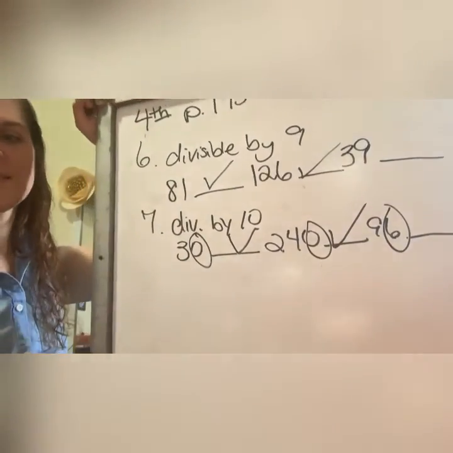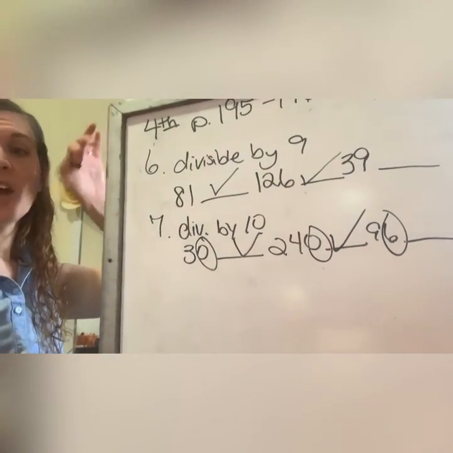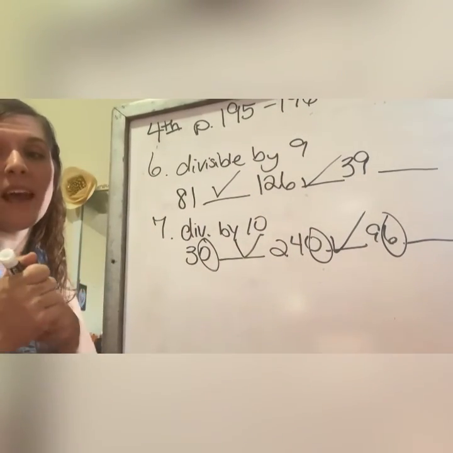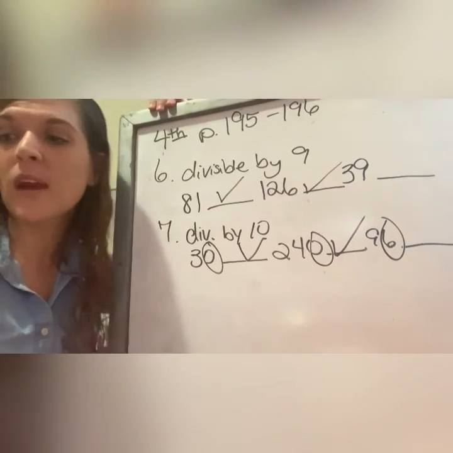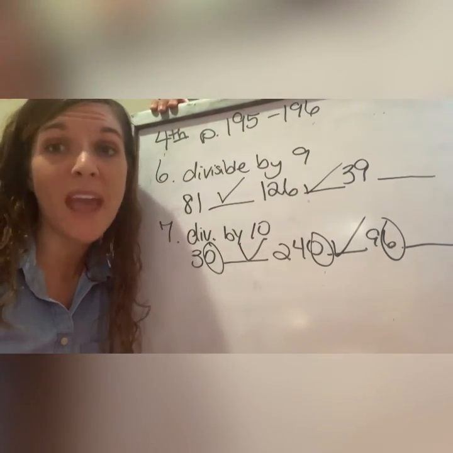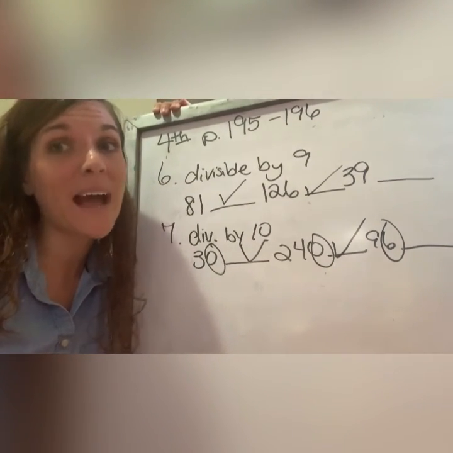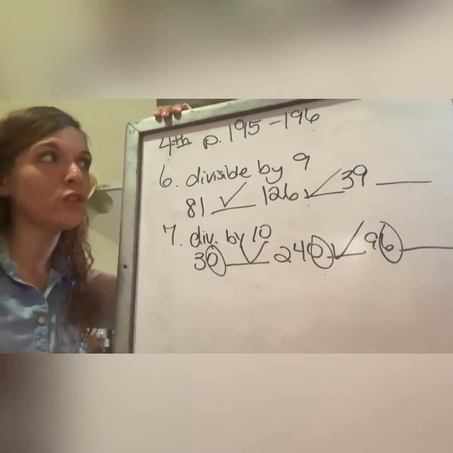Okay? The rest of it, all you have to do today is number 8, number 9, and number 10. And you can do number 10, letter A and letter B by yourself. But don't do number 11. Okay?